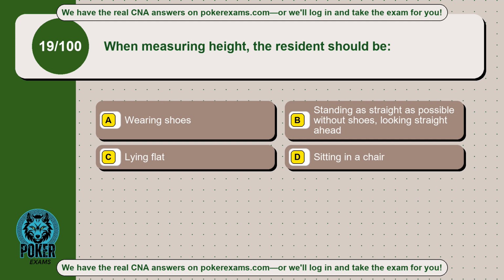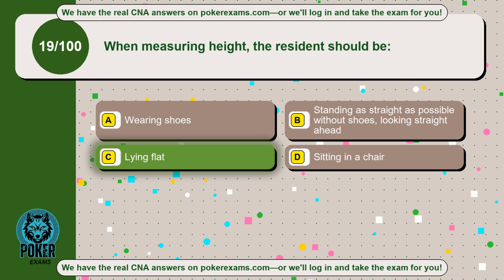Question 19. When measuring height, the resident should be: Option A, wearing shoes. Option B, standing as straight as possible without shoes, looking straight ahead. Option C, lying flat. Option D, sitting in a chair.